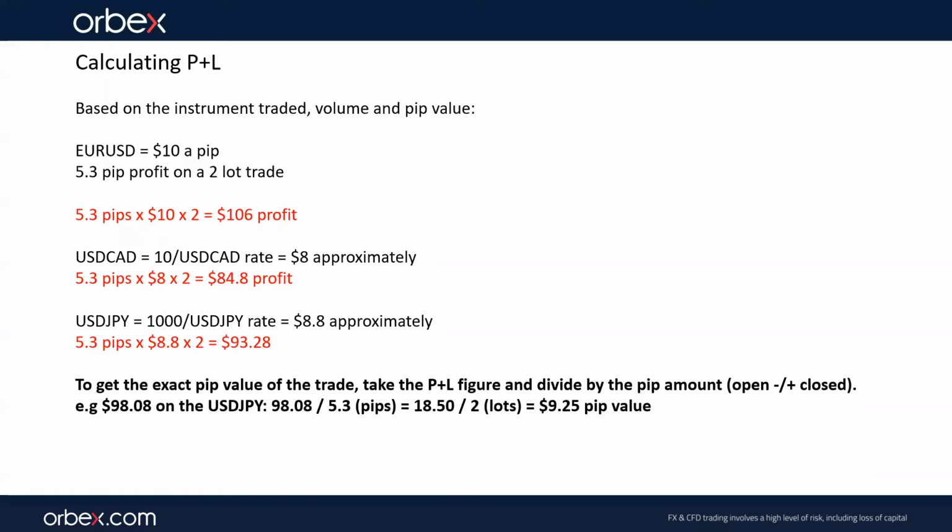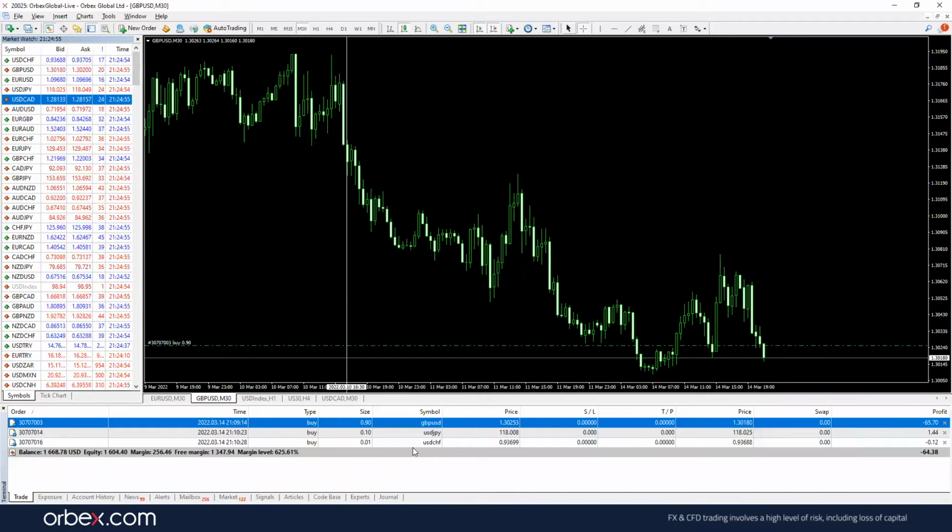So I've given an example of a 2-lot trade here. So we've had a 5.3 pip profit on a 2-lot trade. So what we're going to do, we're going to take those 5.3 pips, times it by $10, and then times it by 2. So that's $106 profit. And let's just see a quick live example, because I think I've got a pound dollar. Okay, so this is $10 a lot for this pound dollar trade.